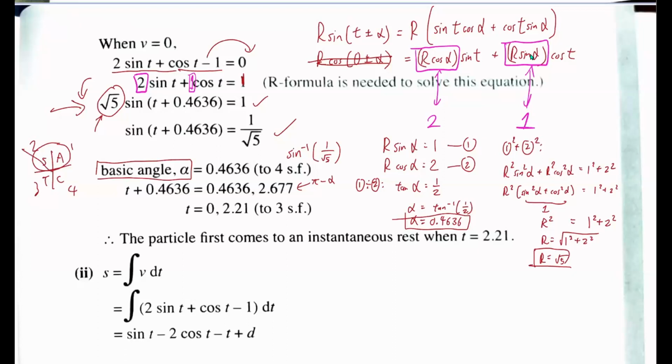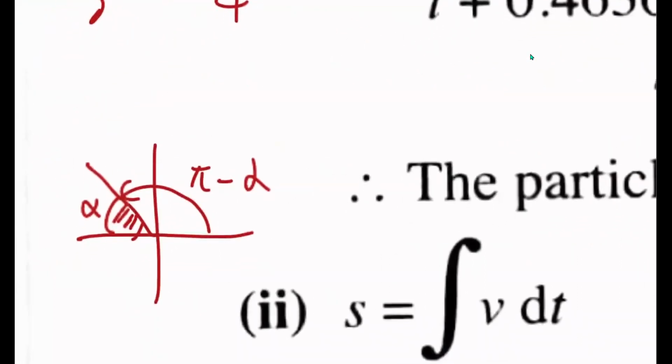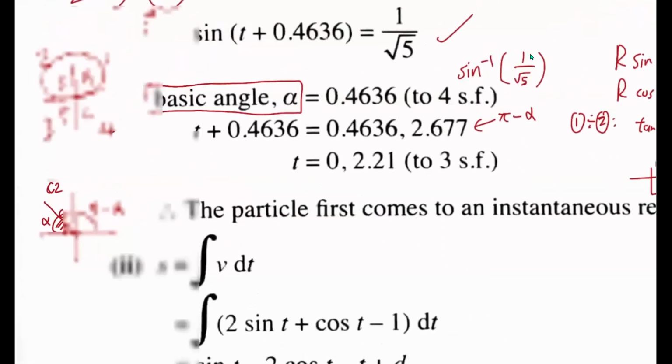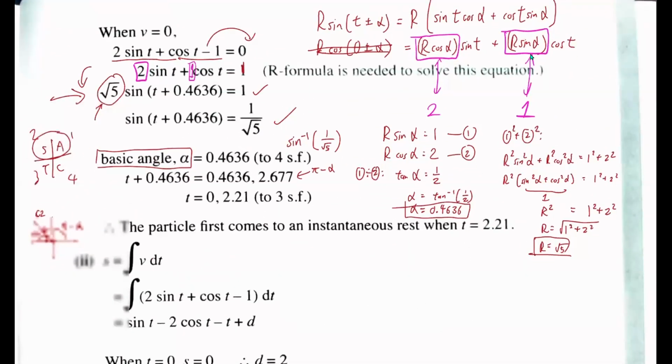Okay. Here is alpha. Maybe just to illustrate this, in quadrant 2, this angle is pi minus alpha, where the angle over there is alpha. It's Q2, pi minus alpha. But I think you know this already, so I won't talk too much. Anyways, you have these two angles already. Then from there, solve for t, just bring over. Plus becomes minus 0.4636. You get these two as your answers. t equals 0 and t equals 2.21.